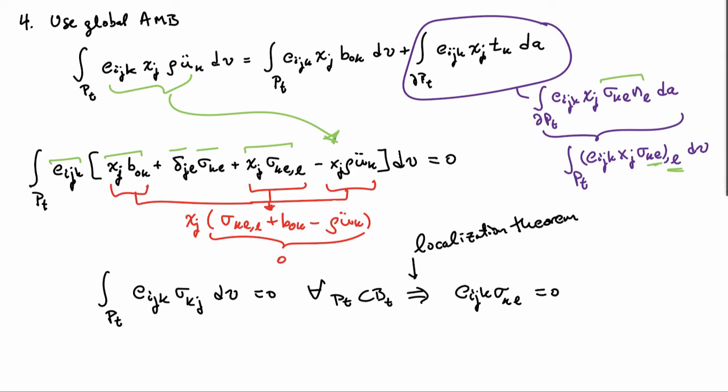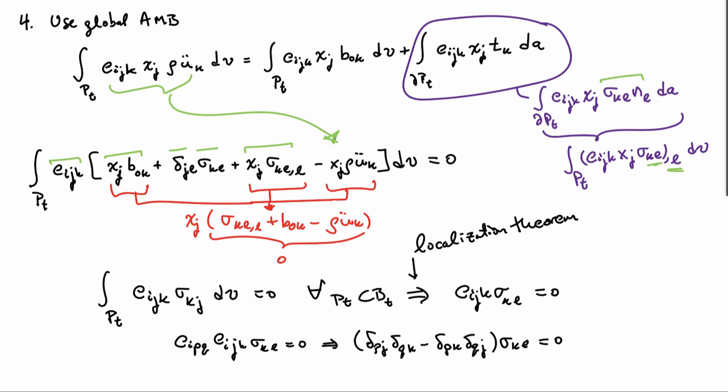And what I want to do is show that this relationship implies that the stress needs to be symmetric. So I'm going to multiply through this relationship by Eipq, and that still needs to be equal to 0. And then I'm going to use the relationship between permutation symbols and the Kronecker delta to rewrite Eipq Eijk as delta pj delta qk minus delta pk delta qj, times sigma kl. That's still equal to 0.